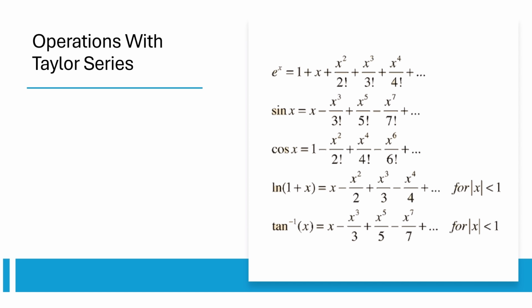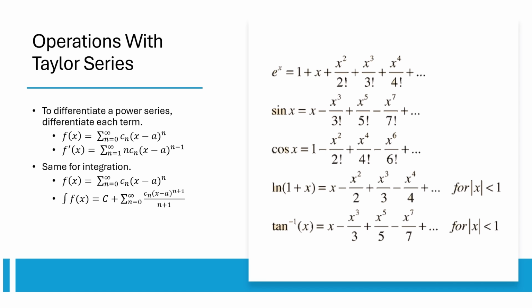Sometimes it's easier to differentiate or integrate a power series representing a function than it is to actually integrate or differentiate that function. We integrate or differentiate each term separately to find the derivative or integral of the function. The radius of convergence is always the same as the original function.